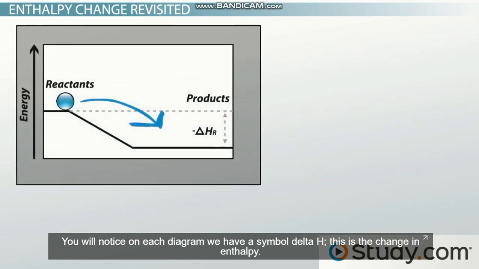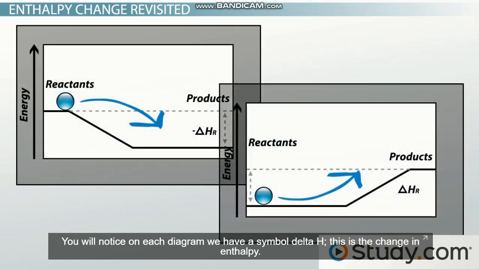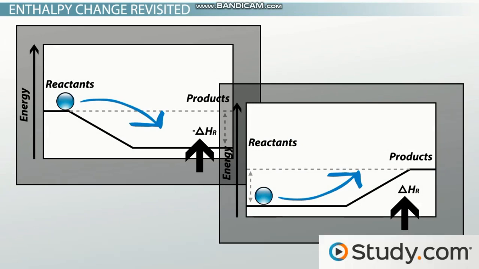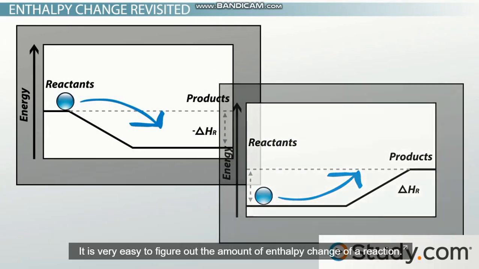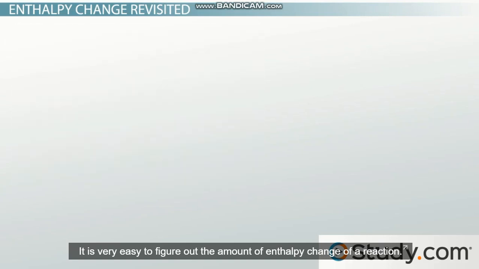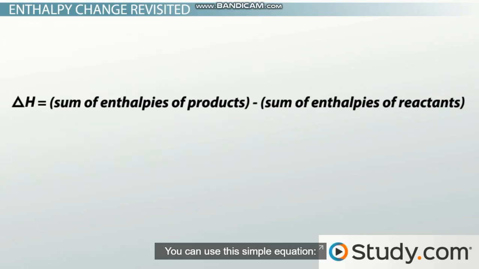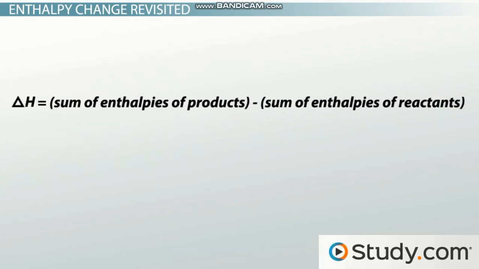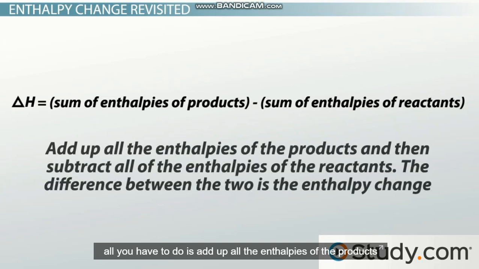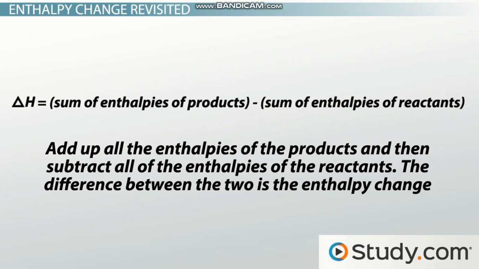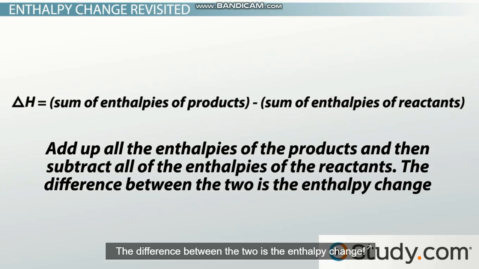You will notice on each diagram we have a symbol delta H. This is the change in enthalpy. It is very easy to figure out the amount of enthalpy change of a reaction. You can use this simple equation. All you have to do is add up all the enthalpies of the products and then subtract all of the enthalpies of the reactants. The difference between the two is the enthalpy change.